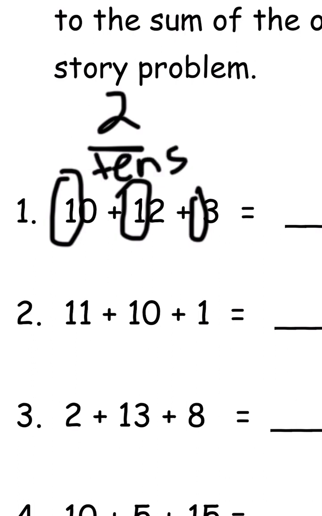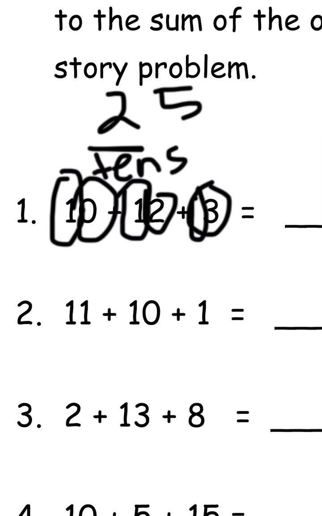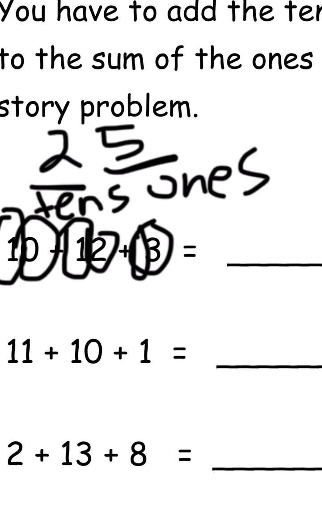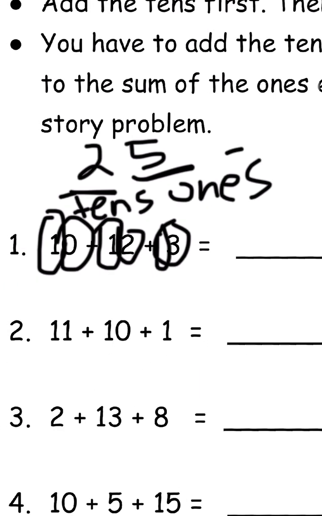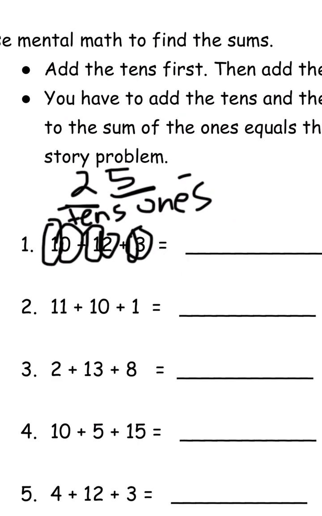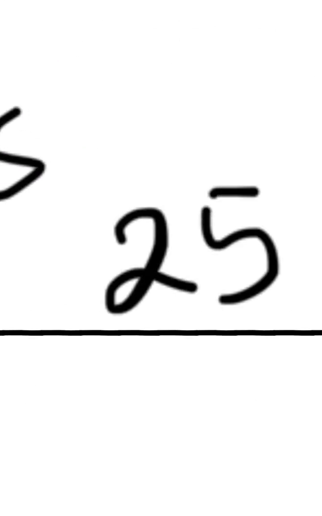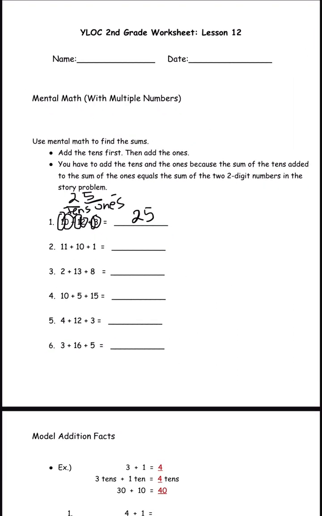And now we have to add the ones. So it's 0 and 2 and 3. When we add these ones, 0, 2, 3, what's 2 plus 3? It's 5. So 5 is going to be on the ones place. This is ones place, and this is tens place. So the answer is going to be 25. Okay, that was an example.